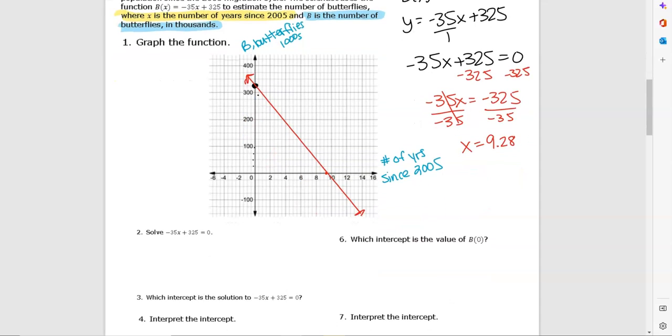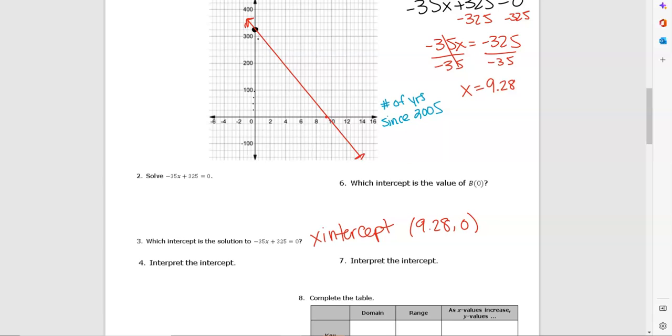All right. Which intercept is the solution? Let's see if you're paying attention. Which intercept is the solution to negative 35x plus 325 equals 0? What intercept did that give me? No. Your options are x or y. This gave us the x-intercept. Good. It's okay. Okay. So that's 9.28, right? X and y.